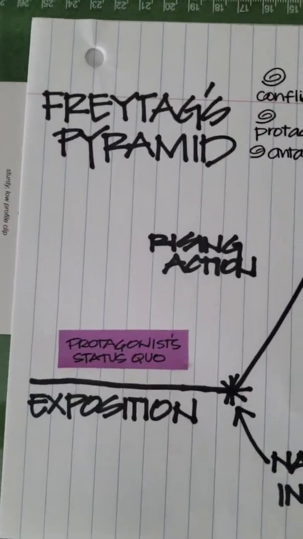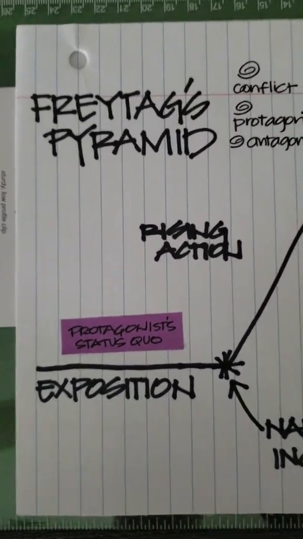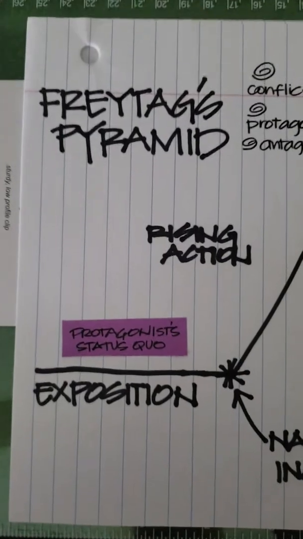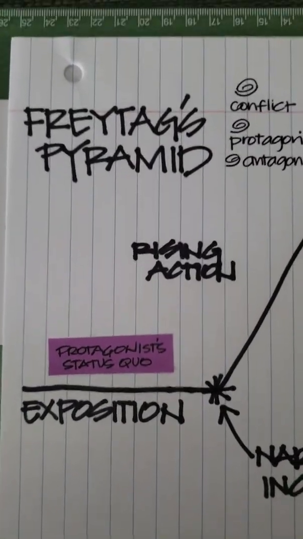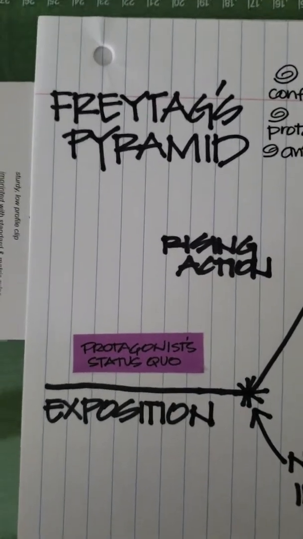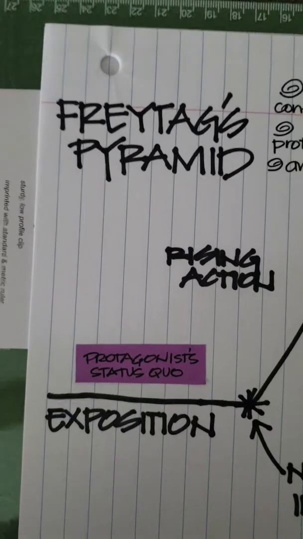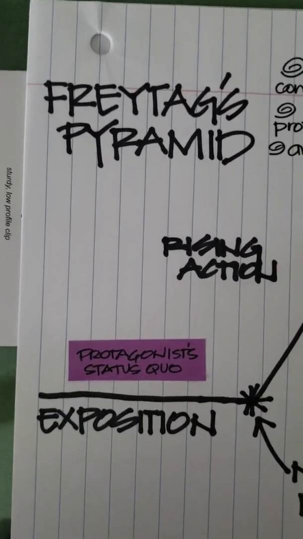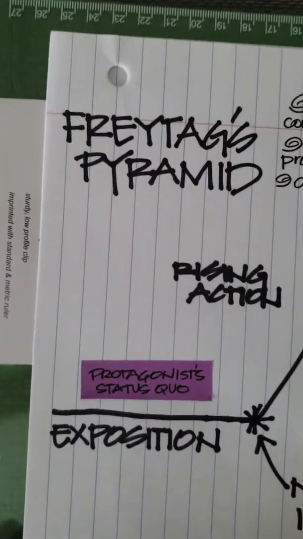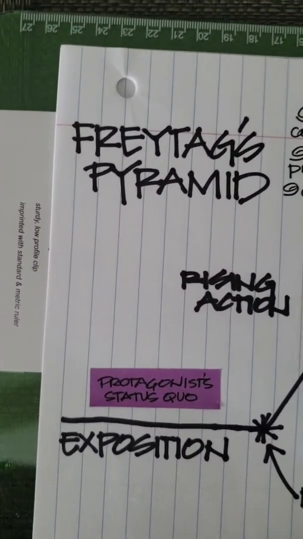So the exposition, I told you that was where the characters and the setting are introduced, and it's also where we get introduced to what is known as the protagonist's status quo, and that may not be a term you're familiar with. It does come from Latin, and status quo means the way things usually are, the normal state of affairs. So before the protagonist starts to have problems, he or she is just kind of living life, everything's hunky-dory, it's just normal stuff, and that's the status quo.